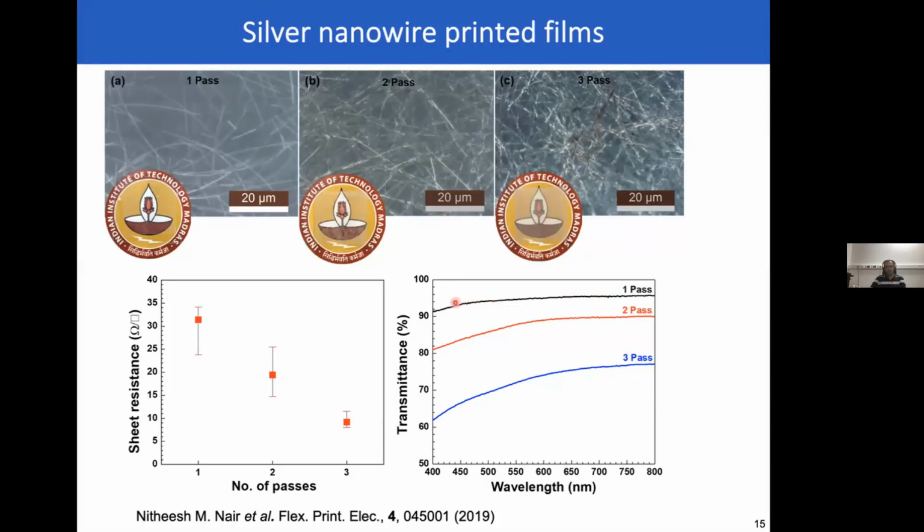A one-pass pattern has a transmittance that's more than 90%. So you can't really see the design because it's pretty transparent. You just see through it. But a 3-pass pattern has a transmittance of only 75%. So you can see a hazy background, or you can see the background through this hazy layer.